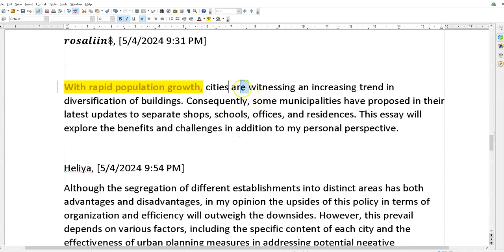And where does it say are witnessing an increasing trend in the diversification of buildings? It doesn't say that. So if you were to write an essay with this as its introduction, it would not work, and you would get a very low task response score as a consequence. That's not the topic. That's not what you were asked to write about.